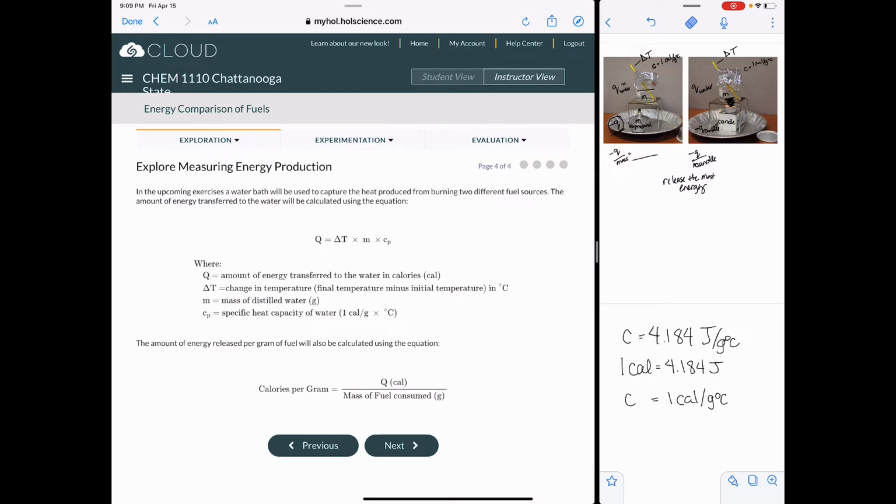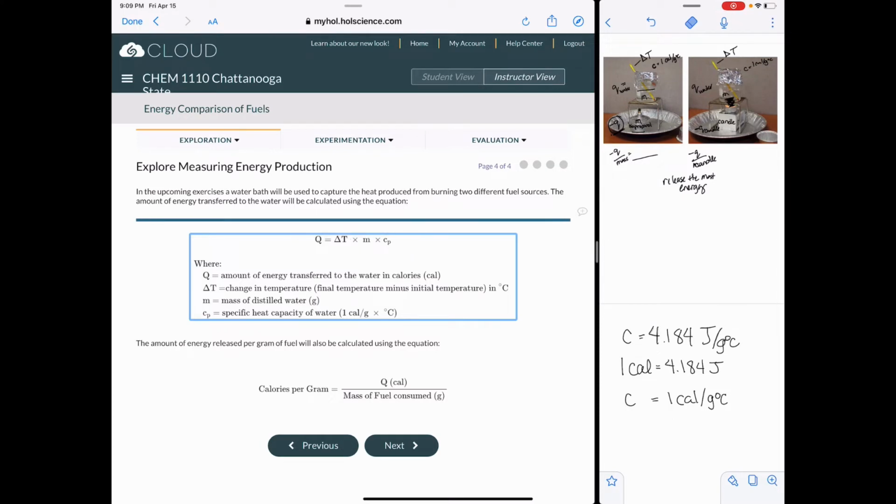Here's our Q equation. This is the same Q equation we're used to. It's just their mass is in the middle instead of on the left. I like the mass on the left because then it spells the word MCAT and it's really easy to remember. The A being the delta T, of course. And they kind of mention it. Q, energy transfer, delta T, mass, and then you've got your specific heat.